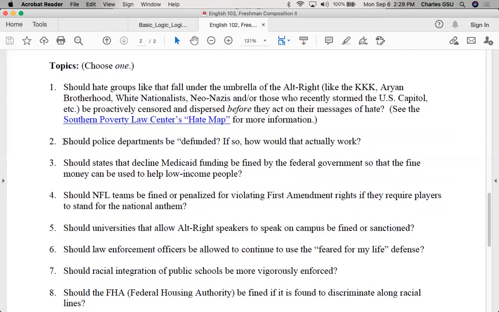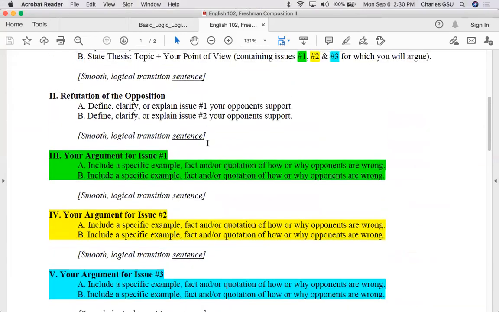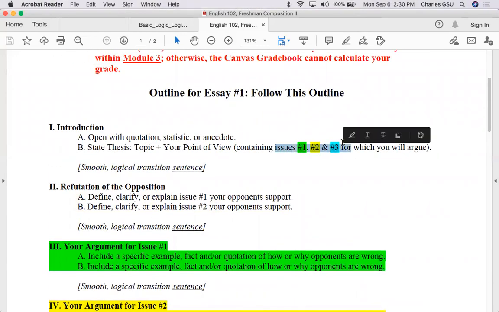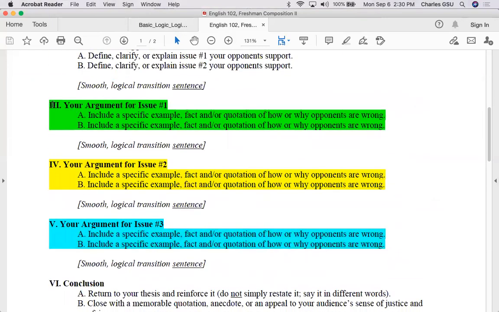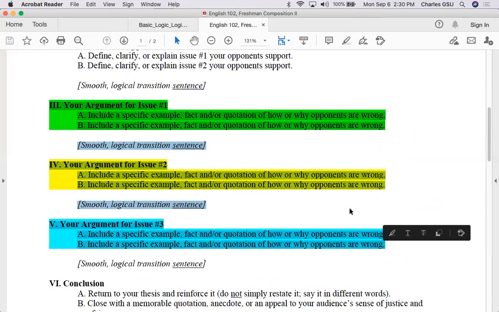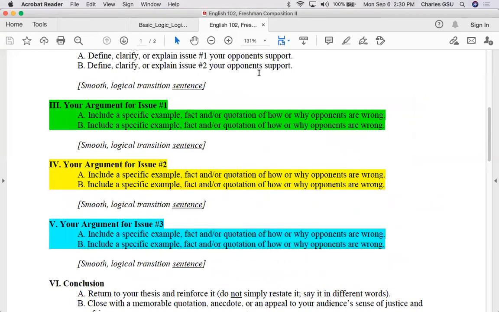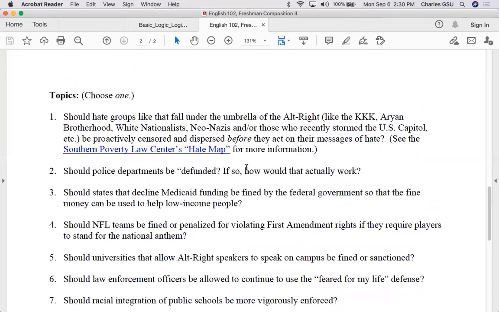But let's say you choose, yes, the police department should be defunded, right? But then I followed up with this question: if so, how would that actually work? Because simply saying, yes, they should be defunded for these three reasons, this reason, that reason, and the third reason, which you then flesh out in your main body paragraphs, that's not enough. You need to actually explain to us why and how it would work. So why is it necessary, and where would the money go? What would it go to? And be specific about that.